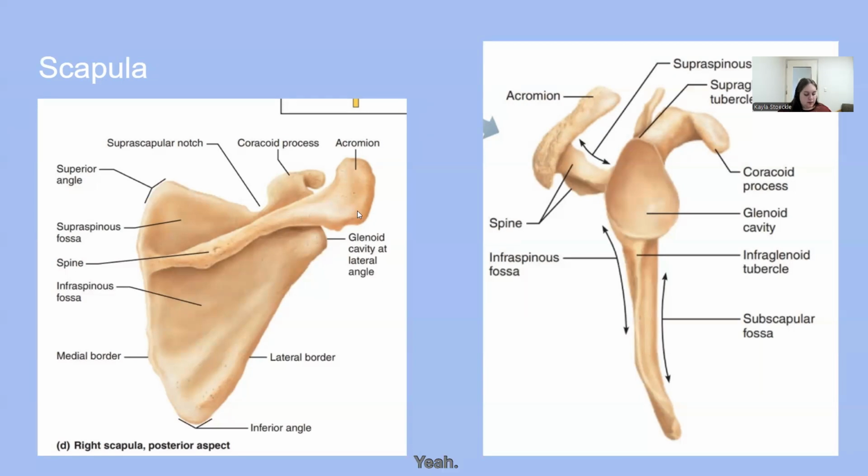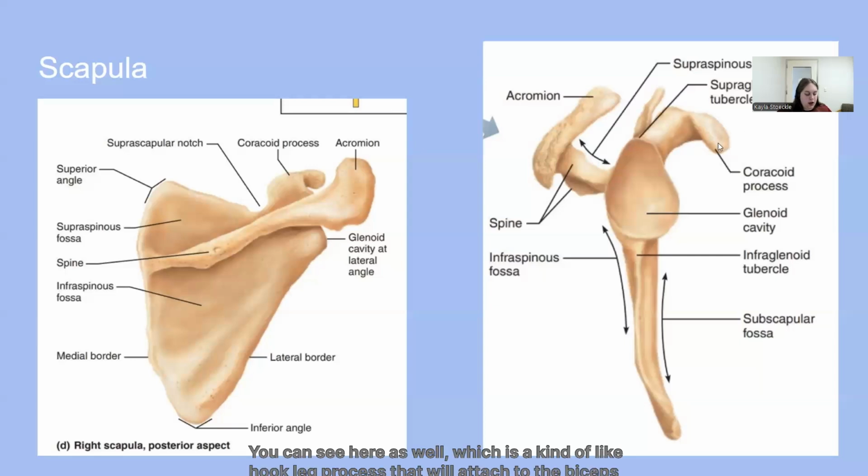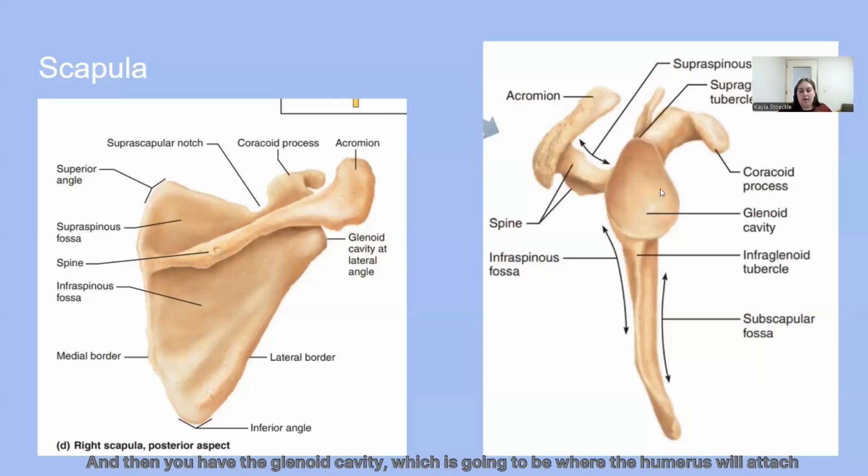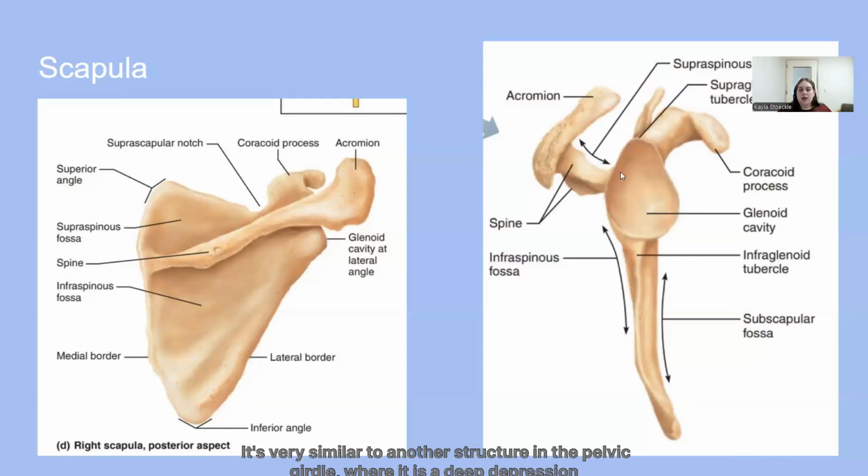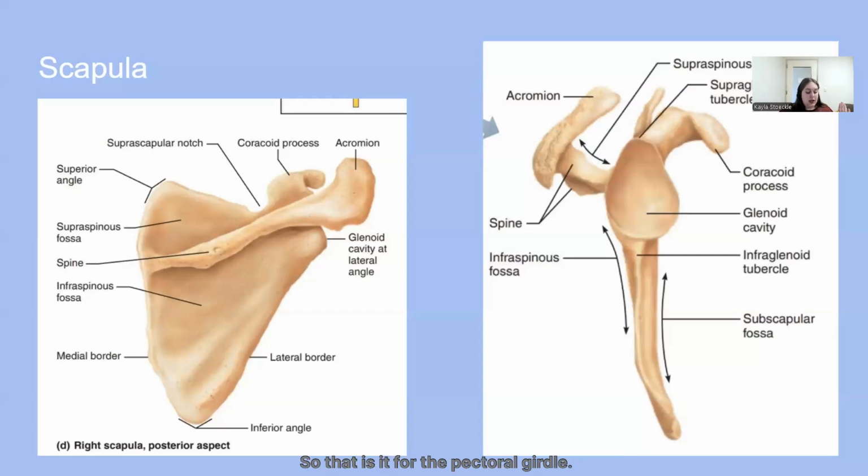And then you have the coracoid process, which you can see here, which is a kind of hook-like process that will attach to the biceps brachii muscle. And then you have the glenoid cavity, which is going to be where the humerus will attach to. It's very similar to another structure in the pelvic girdle, where it is a deep depression that will allow for the head of the humerus to be able to attach to somewhat like this, and it can move around because of the type of joint it is. So that is it for the pectoral girdle.